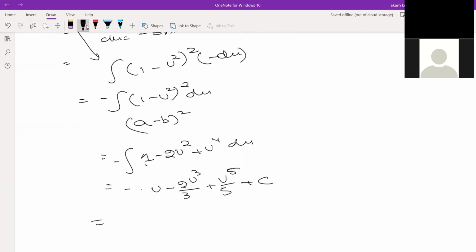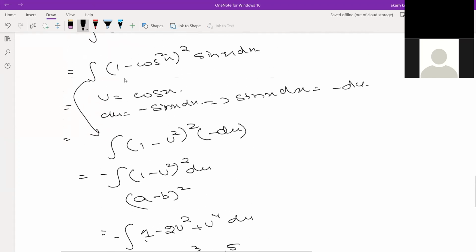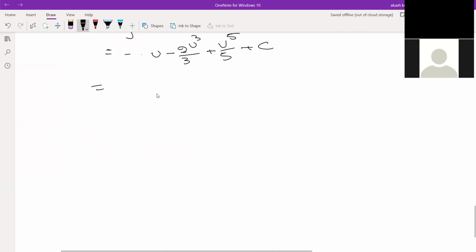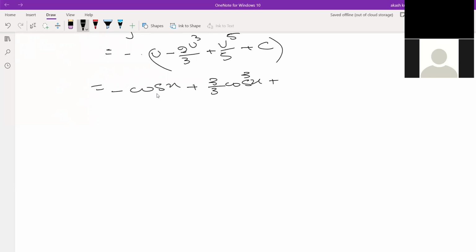Okay, and whatever was our u, which was cos x, I have to write my answer back in the cos x form. Minus minus becomes plus, 2 cos cube x over 3, plus minus cos 5x over 5, plus c. Is it clear? This is the answer.